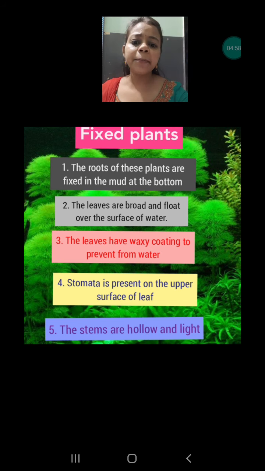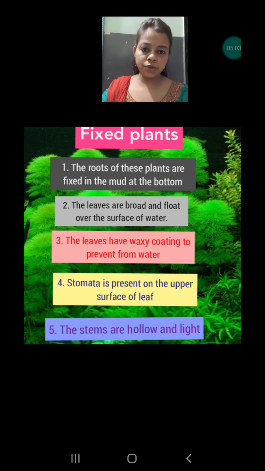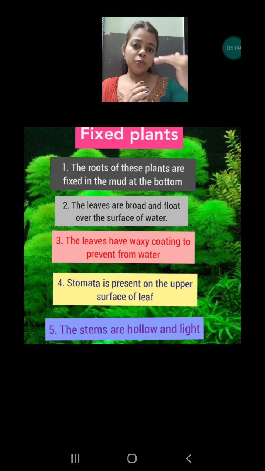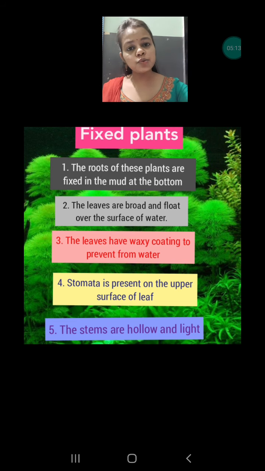So the first adaptation is that the roots of these plants are fixed in the mud at the bottom, so that they can be fixed at one place. This is the reason the lotus cannot move from one place to another. Water lily cannot go from one place to another because its root is fixed in the ground, so they can only move back and forth at their places, but they cannot change their place.